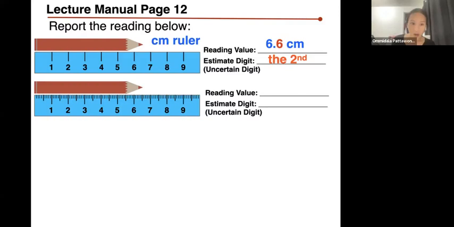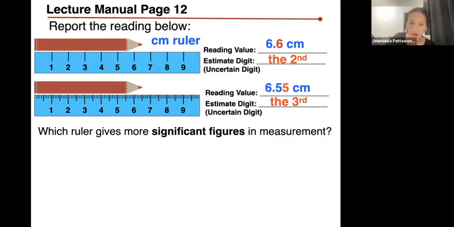All right, the next one. If you're looking at this, you probably notice that what we are certain of is up to 2 digits, so 6.5. Let's say it's 6.5. Then we're not sure what the next one is, so you need to report another digit. It can be 0.55, 0.54, and so on. So in this case, the estimated digit would be in the third place. You notice that the first reading gives you only 2 digits, which means fewer significant figures than the second reading, because it contains 3 digits.